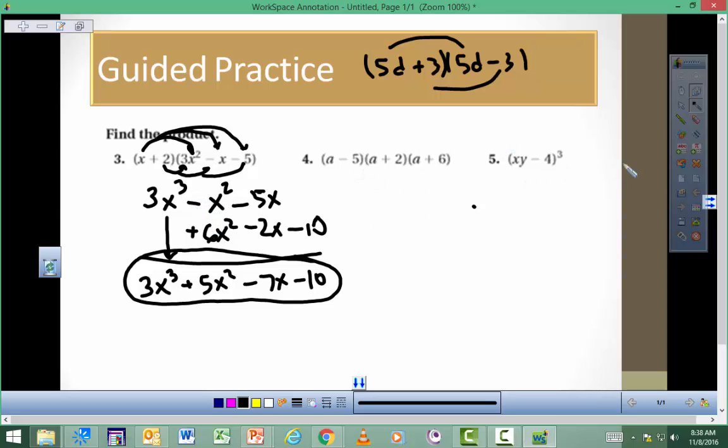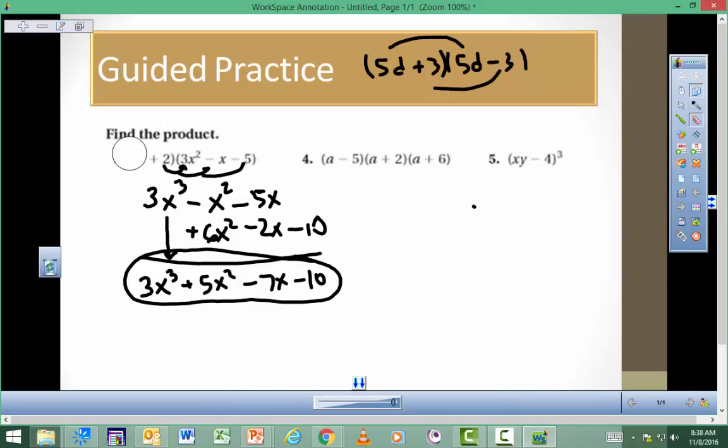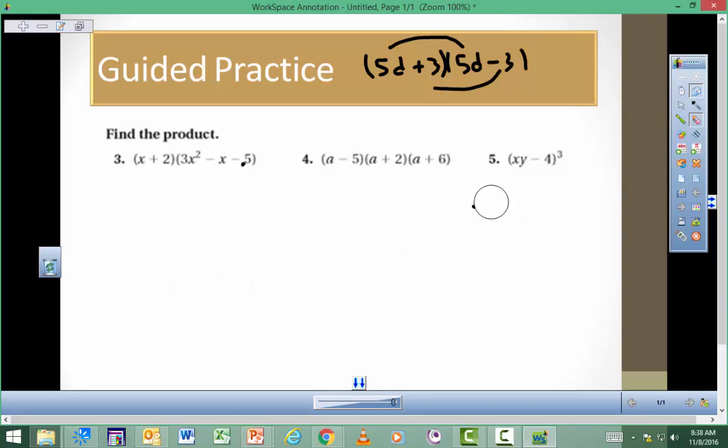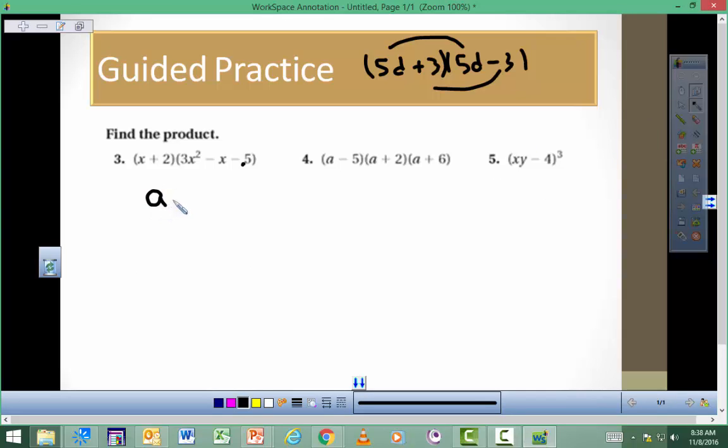Okay, so let's move on to this one now. I want to spend more time with number 5. We have the special pattern up there on the board. We have a plus b, and if we cube it, this is a special pattern that you need to become familiar with. It's a cubed plus 3a squared b plus 3ab squared, and then finally b cubed.